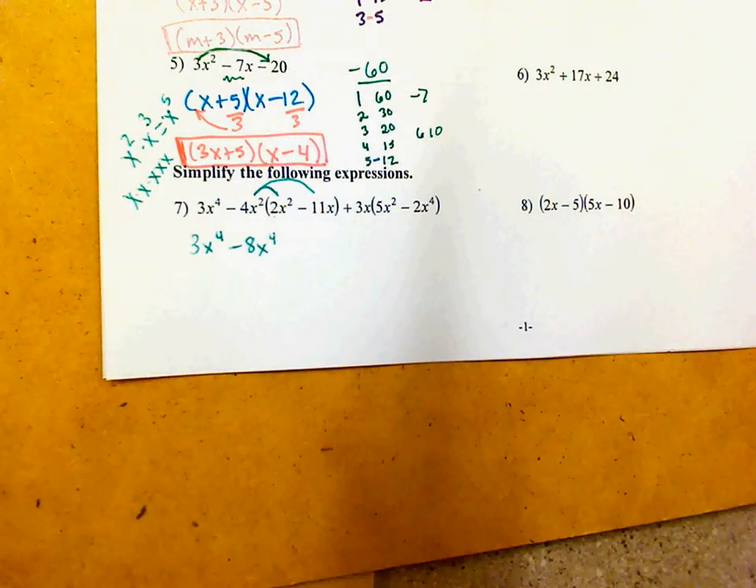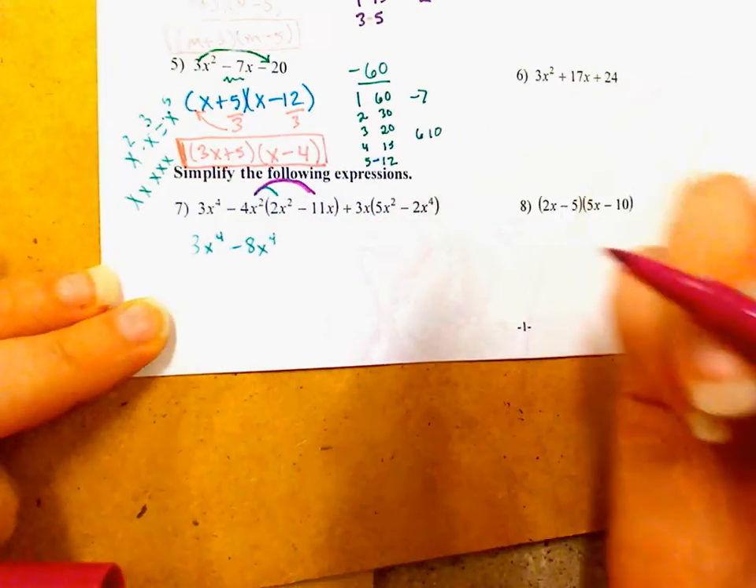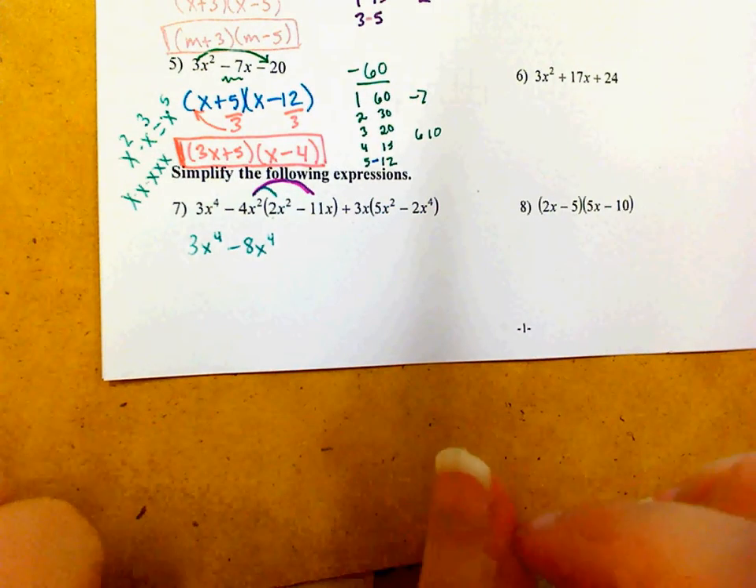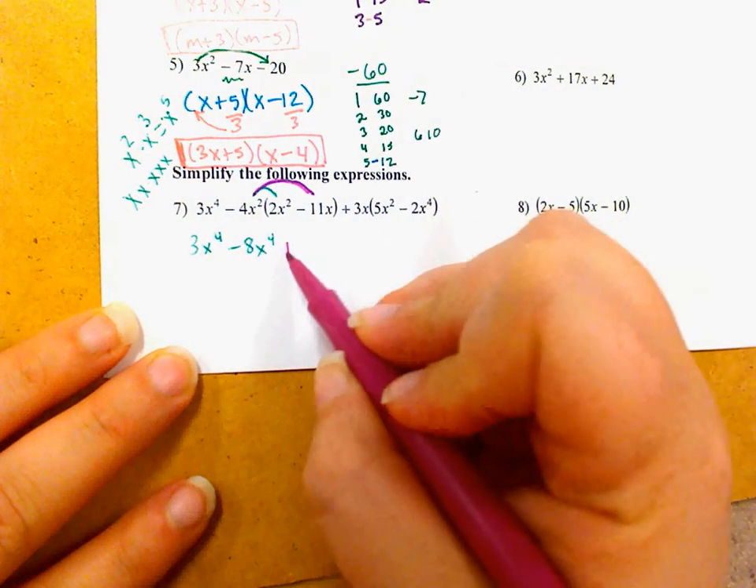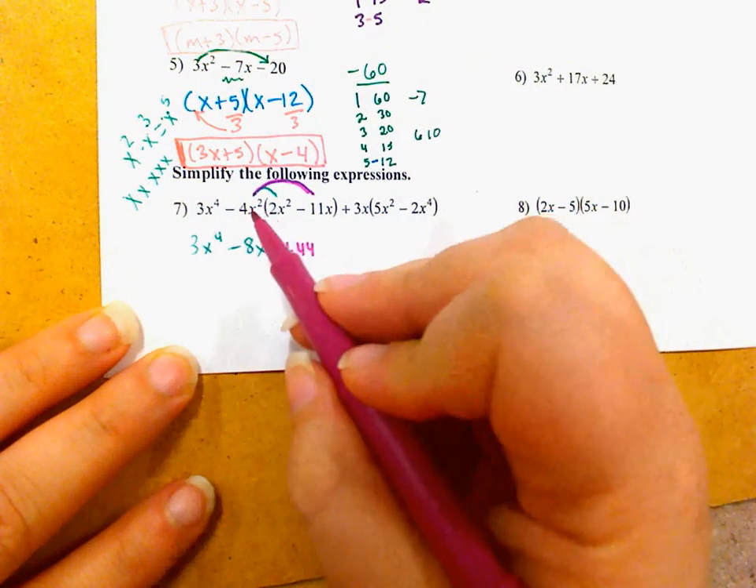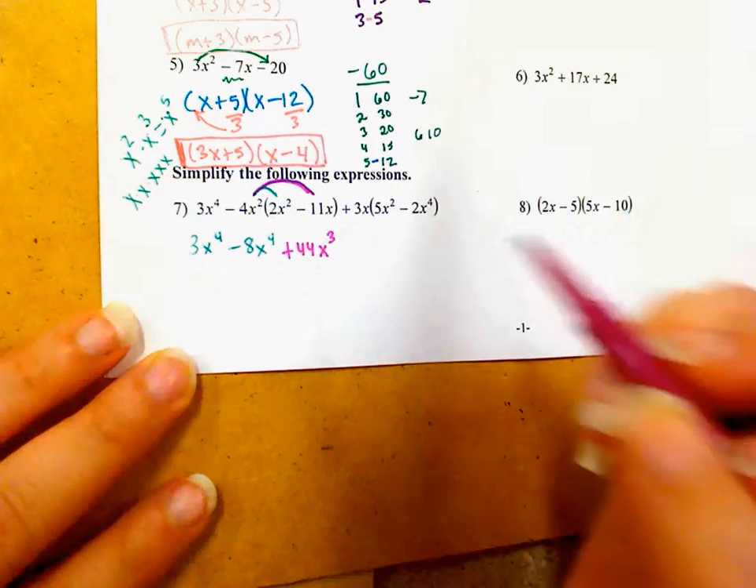You know, the biggest thing that people miss on these is just negatives. So just always make sure you're conscientious of what you're multiplying. A negative 4 times a negative 11 is a positive 44. And then x squared times x is x what? X to the 3rd. Okay, do I need to do anything else?